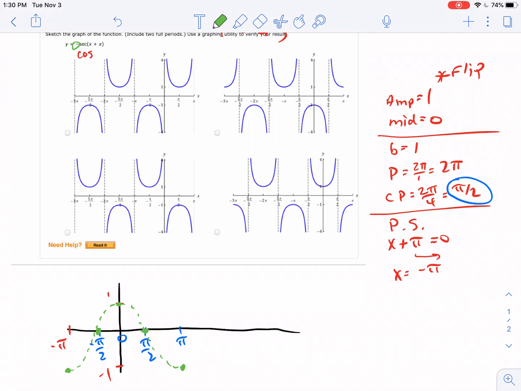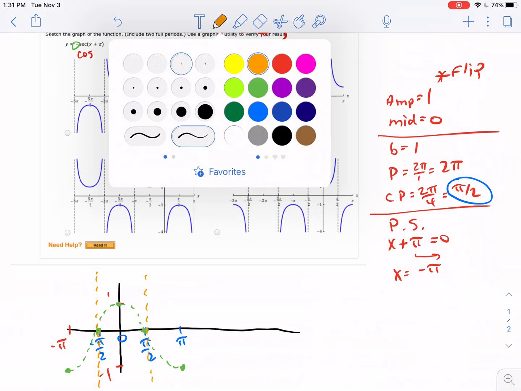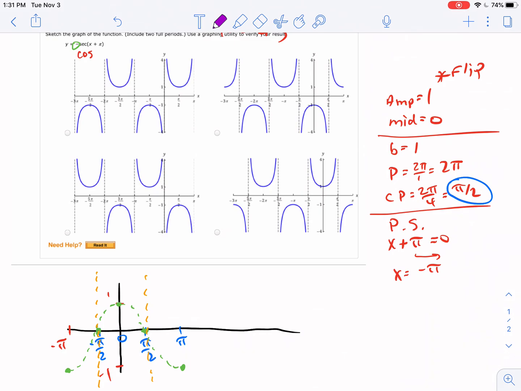Remember, secants and cosecants only show up as U-shaped graphs. Wherever that dotted line hits the x-axis, or in this case, I should say midline, put vertical asymptotes, and then go back and touch the minimums and open down in between. Hit the maximums, open up in between, and minimum again, going down.